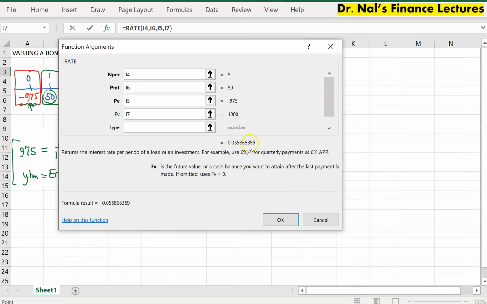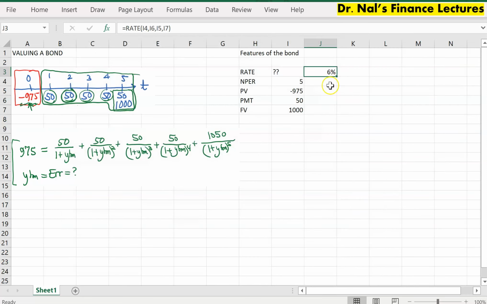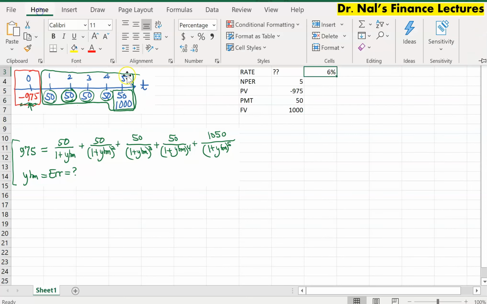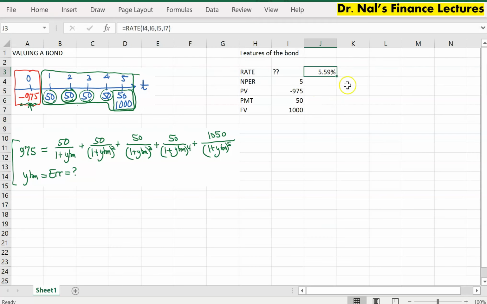Before I click OK, look at that. There's a number showing up here already. So that's telling you the answer, which is 6%. I can actually go ahead and add more decimal places of accuracy. That's a percentage. Add 2 more. So it's really 5.59%. So the investor, by investing in this security, this is the expected rate of return that the investor is expected to earn. So the investor is expected to earn 5.59% return on this investment.